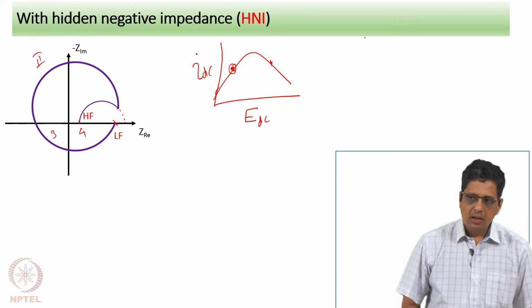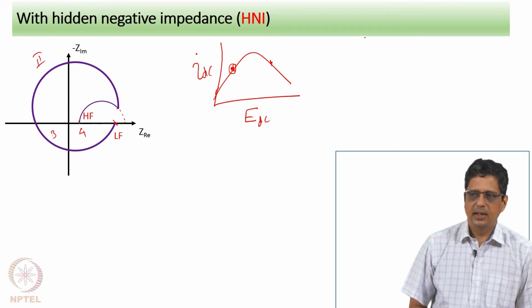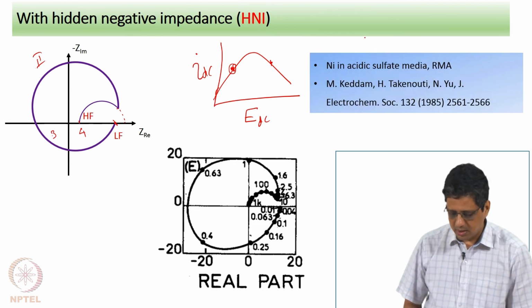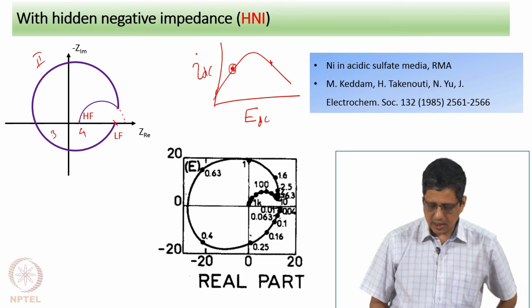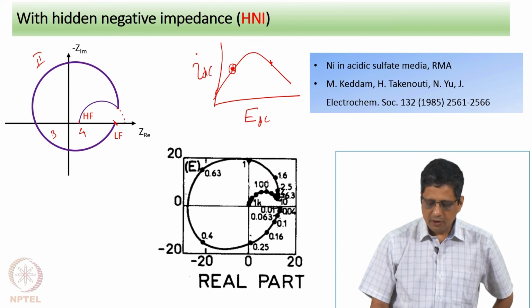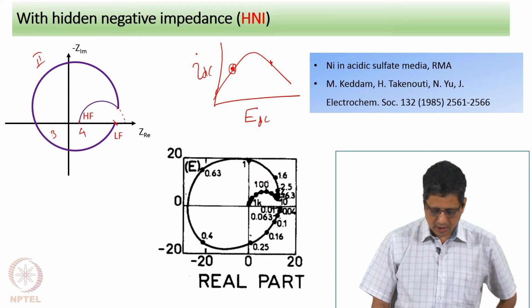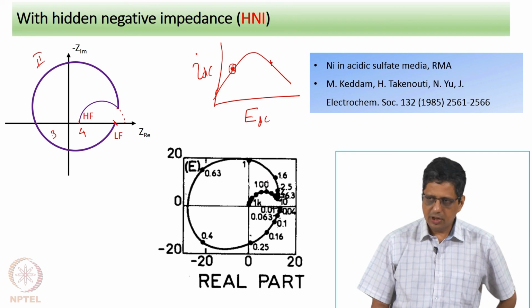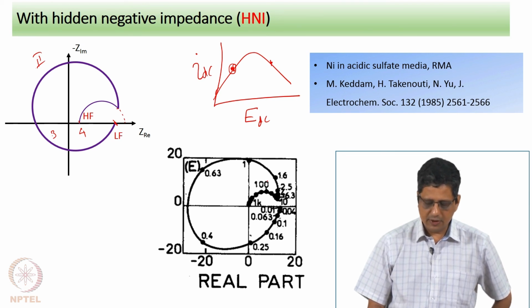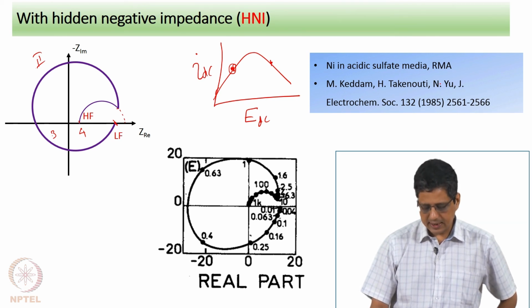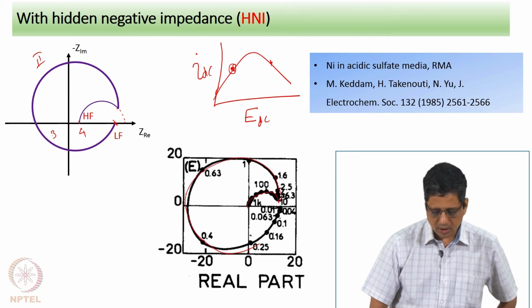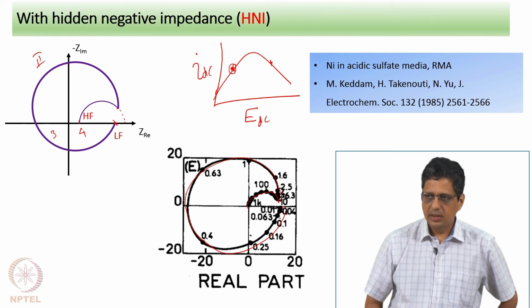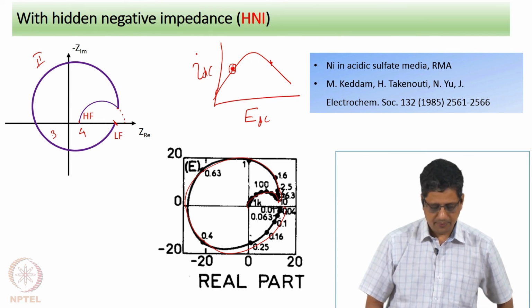Okay. It is usually seen in cases where stability problems arise. This is not one of those cases, at least not that I remember. It was published in 1985 for nickel dissolving in acidic sulfate media. I am not very sure whether it is dissolution or deposition, I will have to check. It has been analyzed using mechanistic analysis, and you can see a capacitive loop going through the second, third quadrant and settling at the positive real axis.